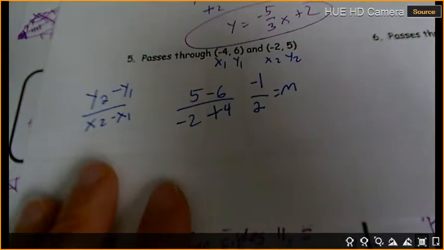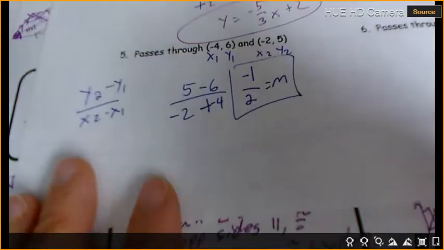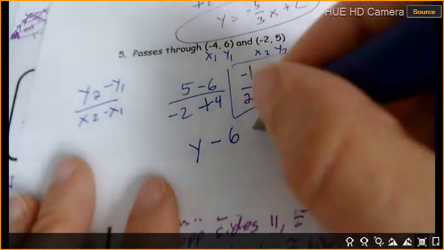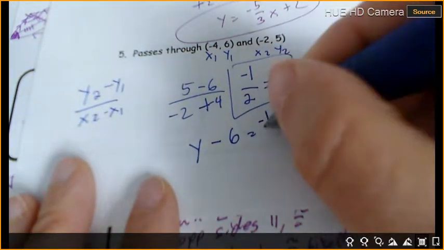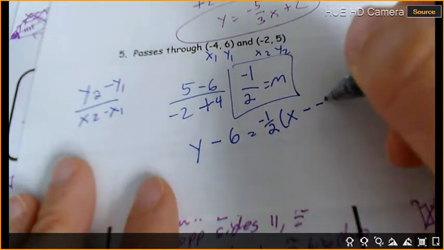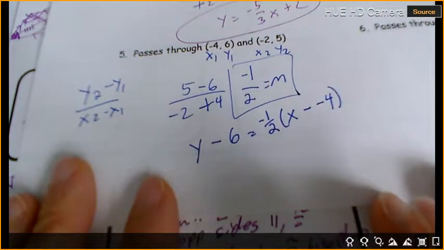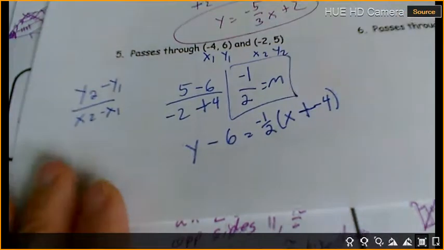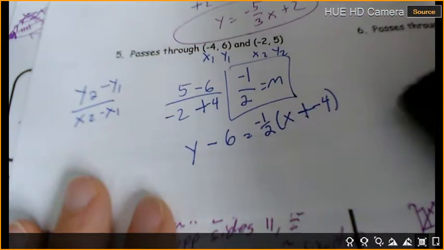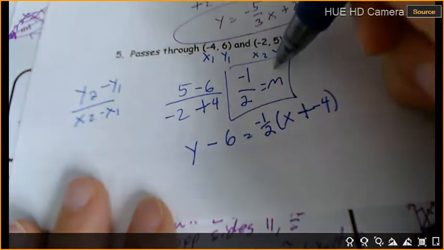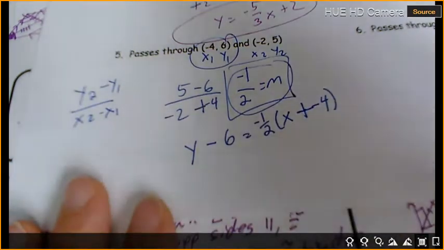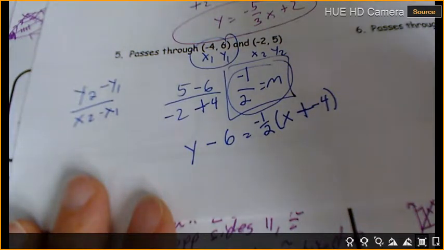But I'm not done, right? Because now I'm going to plug it into point slope form. Y minus y1, which is 6, equals m, which is negative 1/2, times x minus x1, which is negative 4. So plus 4, good. Did I lose anybody? Okay, you get that it says I want to find an equation that passes through this. So now I have to use this slope and this point to put in point slope form. Good? Okay, what do I do now if I want to get it to slope intercept form?